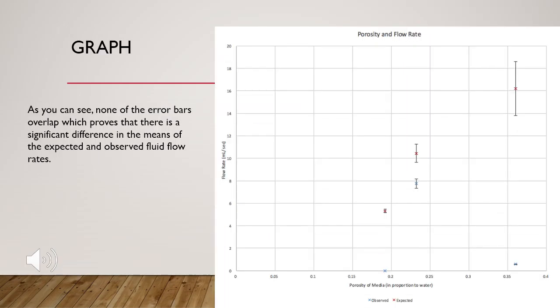As you can see from the graph, none of the error bars overlap, which proves there is a significant difference in the means of the expected and the observed fluid flow rates.